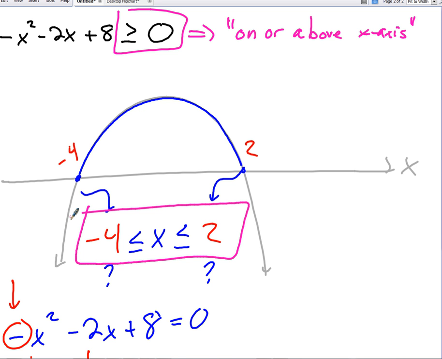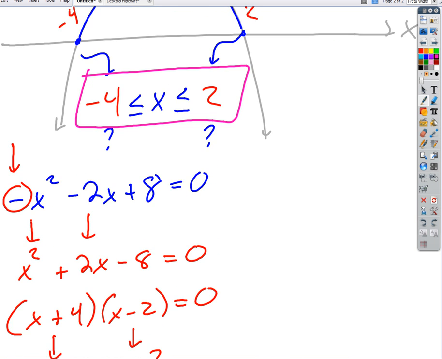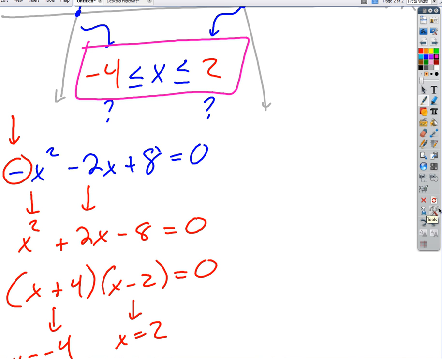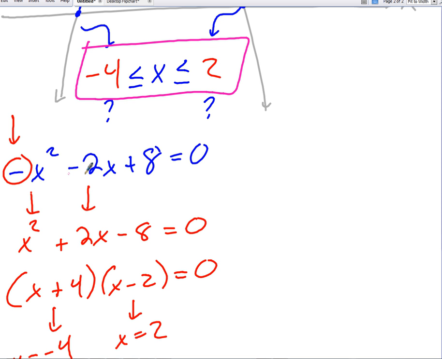Yes, sir. How did you get the -4 and the 2? Because I just solved to find the x-intercepts of this parabola. I set it equal to 0 and solved. So that was this process here. I multiplied by -1 to get rid of that negative sign, and then I factored it. Or, if I had the benefit of my graphing calculator, I just graphed y equals -x squared minus 2x plus 8 and asked the graph where the x-intercepts are. Make sense? Yes. All right.